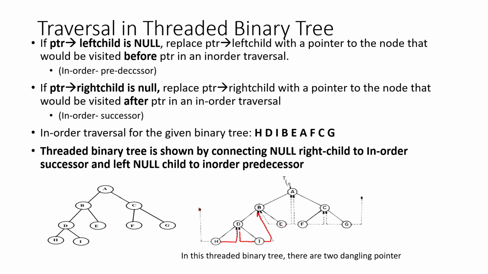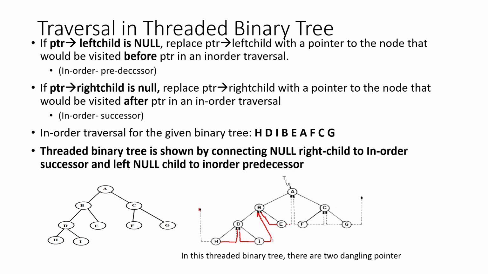For E, the left link is null. You have to connect to the in-order predecessor. The node which is before E is B, so you have to connect it. As it is a leaf node, the right link of E is also null.